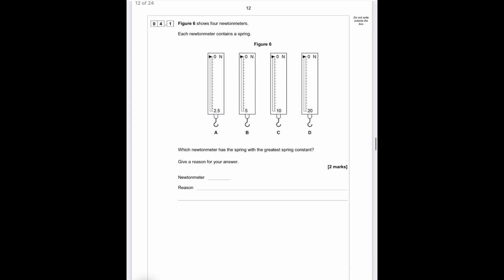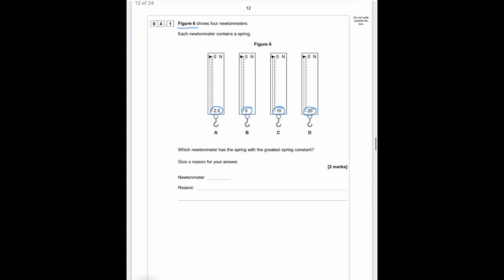If we look at this next question, we've been given figure 6, which is showing 4 Newton meters, and we can see that Newton meter A has a maximum extension of 2.5 newtons. We've got 5 newtons, 10 newtons, and 20 newtons. Which Newton meter has the spring with the greatest spring constant? And give a reason for your answer.